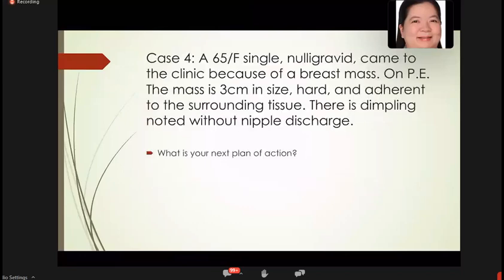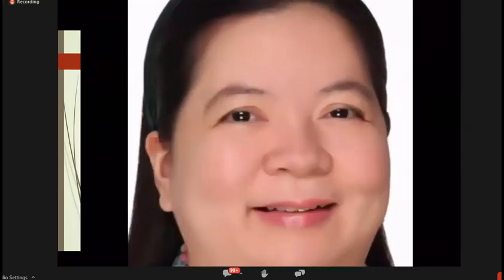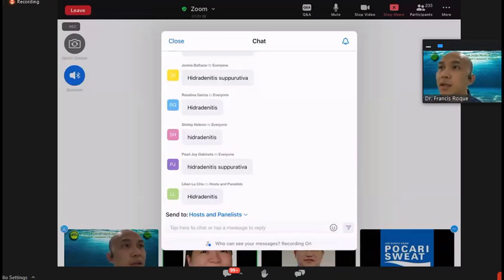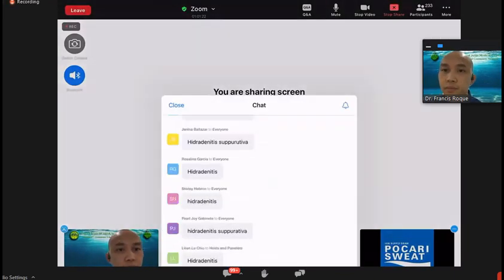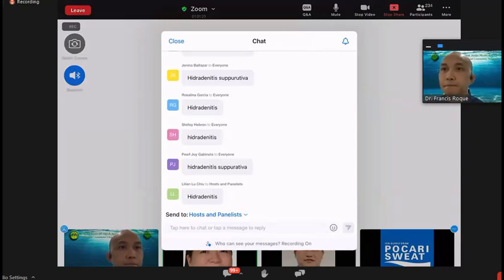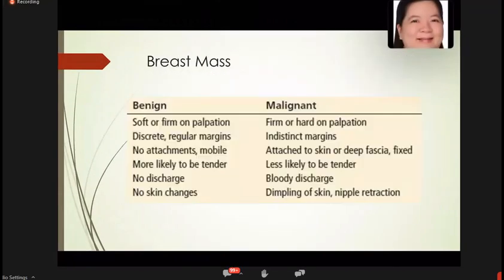Next case is a 65-year-old single, newly gravid, came to the clinic because of a breast mass. Okay? So, nasa breast mass na tayo ngayon. PE, the mass is 3 cm in size, hard, and adherent to the surrounding tissue. Then you note dimpling around the mass without nipple discharge. What is your next plan of action? Okay, bago tayo pumunta dun sa action muna.